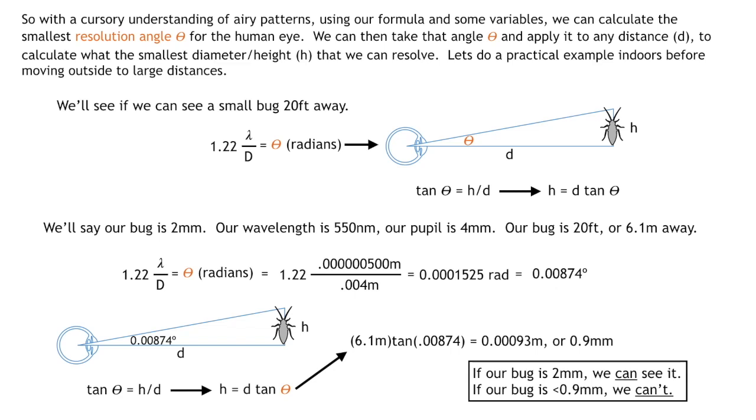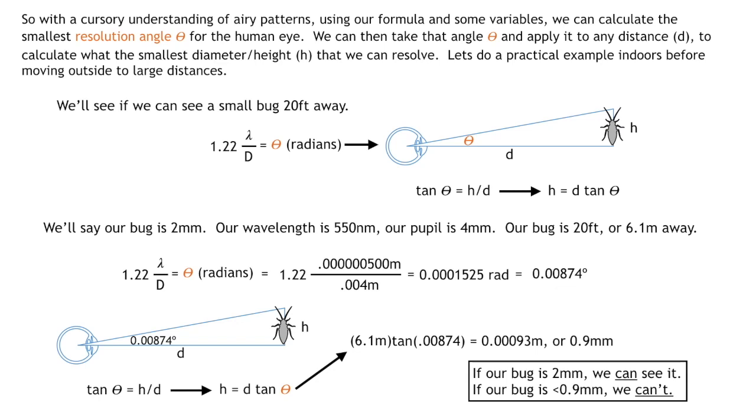So tangent theta is equal to height divided by distance, and height is then equal to the distance times tangent theta. So we'll say our bug is 2 millimeters. The wavelength of light we're observing here is 550 nanometers, right in the middle of the visible spectrum, and our pupil aperture diameter is 4 millimeters.